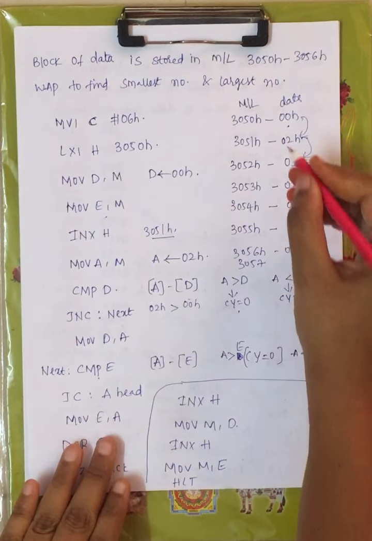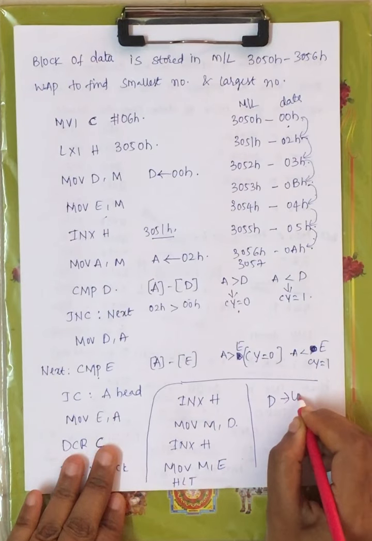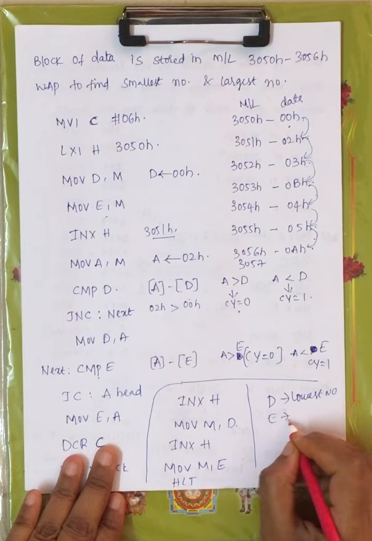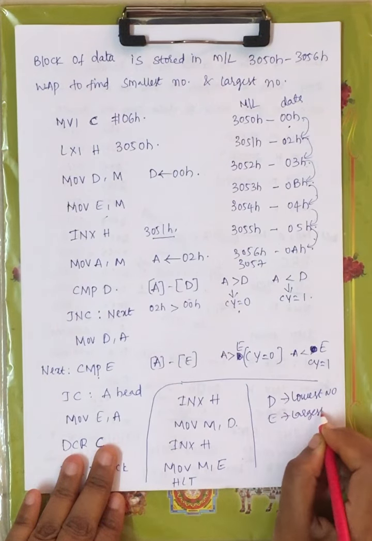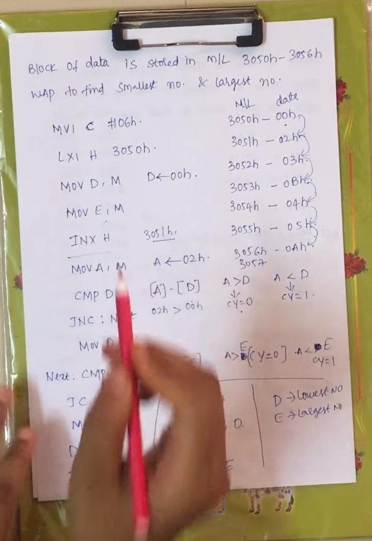Now D is storing the lowest number, and E is storing the largest number, right? Now I will explain with 3 sets of data. Till here everything is clear, right?